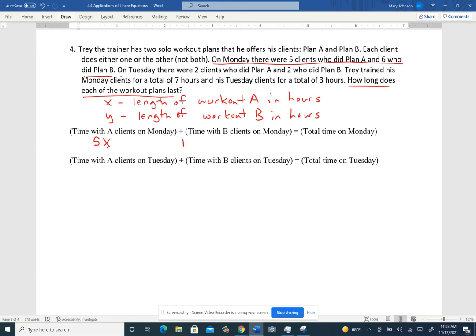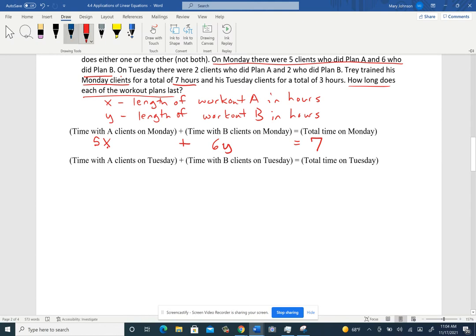Then we have the time he spent with his B clients. There were 6 of them, and we don't know the length, but it'll be some number of hours. And that'll wind up equaling the total time he spent on Monday. All right. And so we get that actually here. They trained his Monday client. Monday clients were 7 hours. So that should equal 7. Okay. Now I'm going to read through.